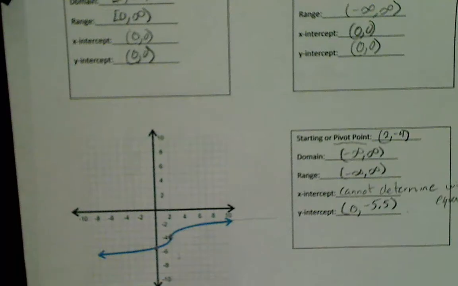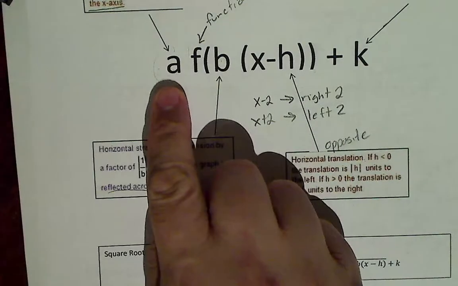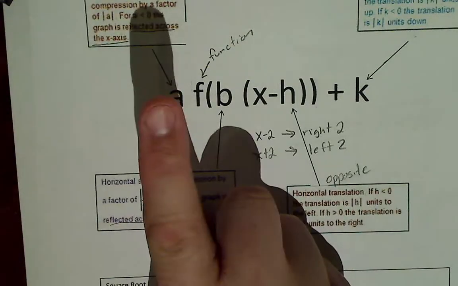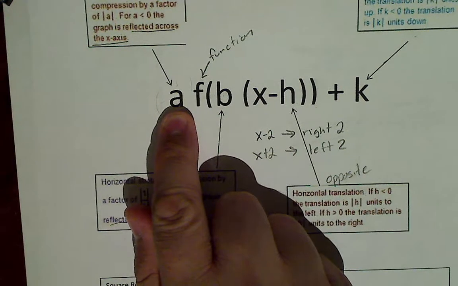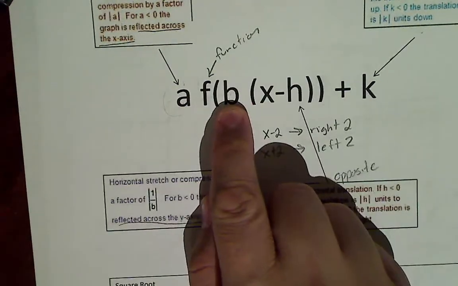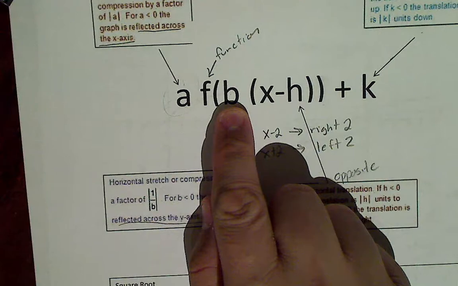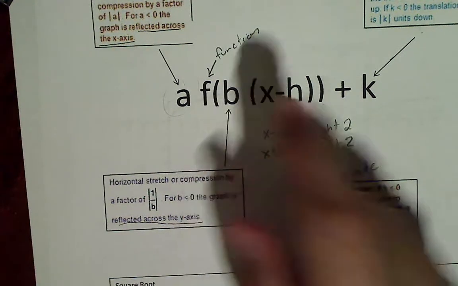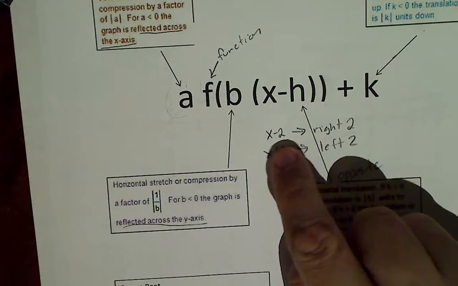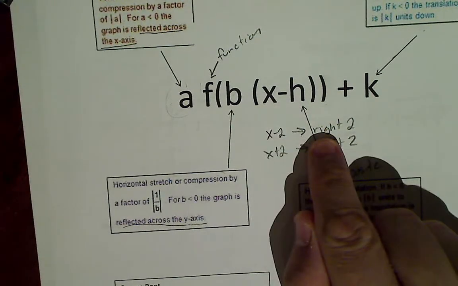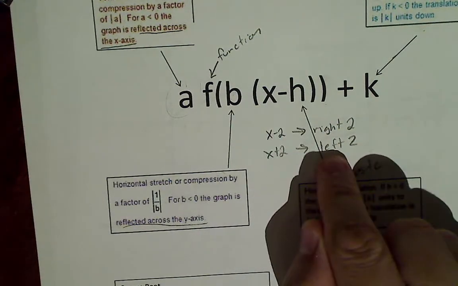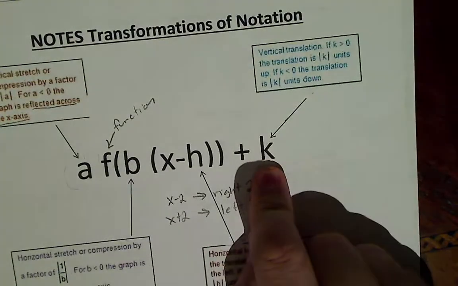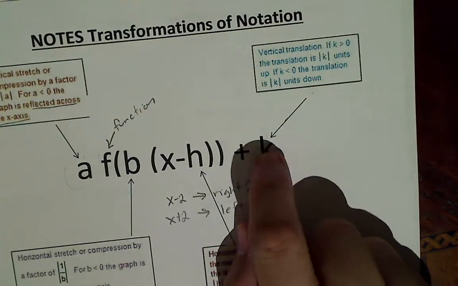So kind of recap again, vertical stretch compression, also reflection about the x if it's negative. Horizontal stretch compression, again, reflection about the y if it's negative. Shifting left or right, again, if it's a minus, it's shifting to the right. If it's plus, it's shifting to the left. Shifting up or down, again, plus is up, minus is down.